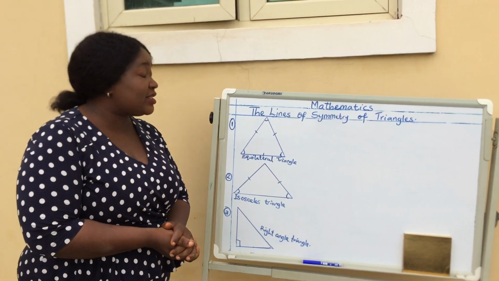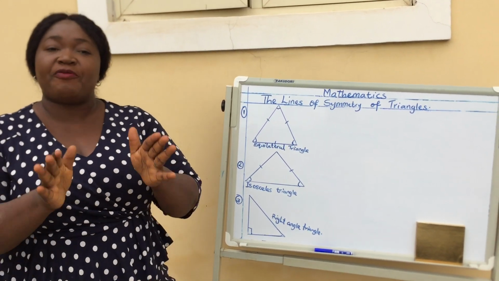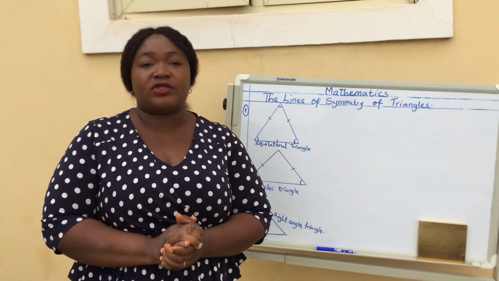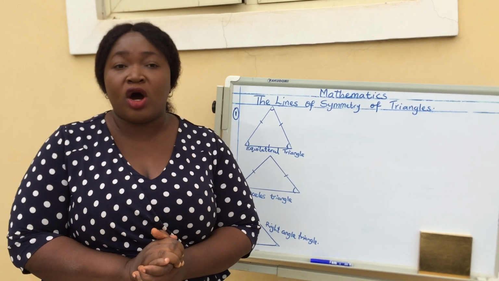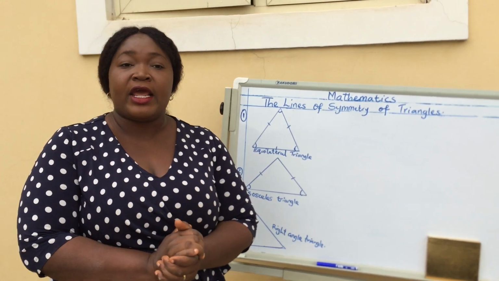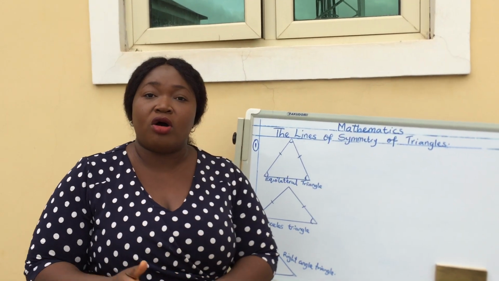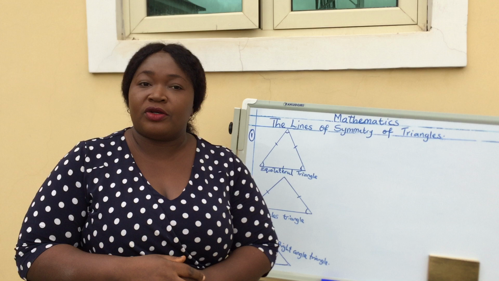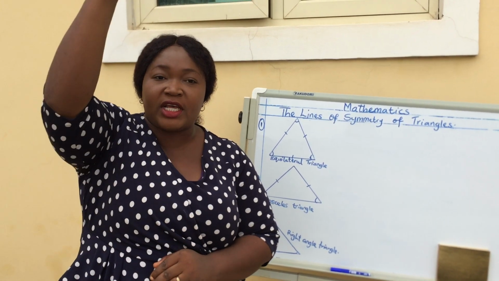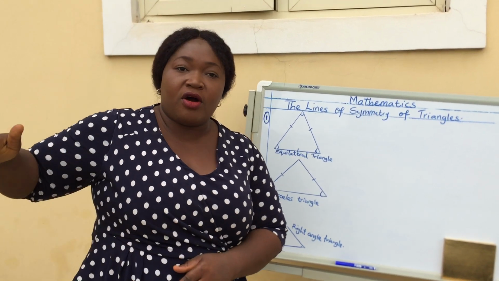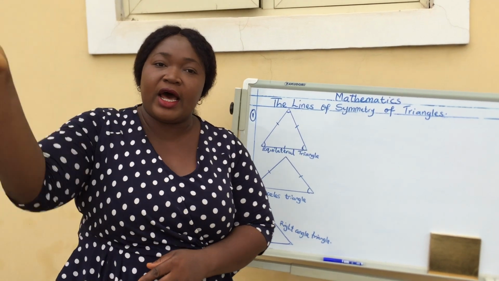And today in mathematics, we will continue with the topic symmetry. Before now, we have been able to look at the line of symmetry of flat shapes. We said line of symmetry can also be called axis, and this line can be in form of vertical or horizontal or diagonal. So can we refresh ourselves by saying that together? Say vertical. Vertical. Say horizontal. Horizontal. Now say diagonal.